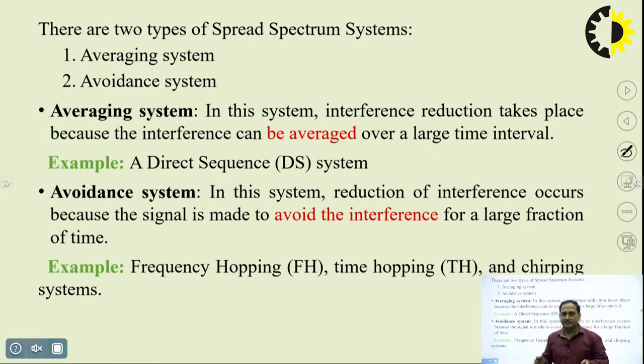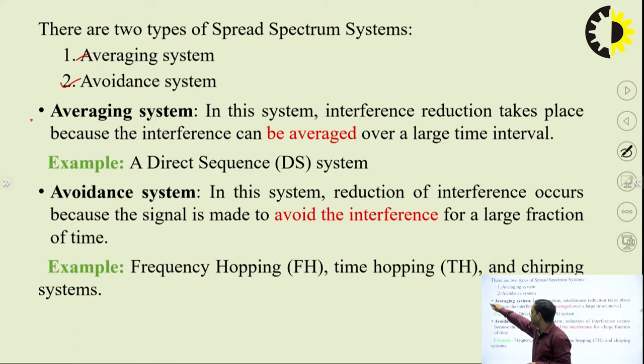In the generalized categorization of the SSM, we categorize it into two forms. First one is the averaging system, second one is the avoiding system. In the averaging system, the interference is averaged out, and in that way it is easy to find the interference level. The example for the averaging system is the direct sequence system. The direct sequence system is nothing but when we use the PN code for the SSM, so we call that the direct sequence system.